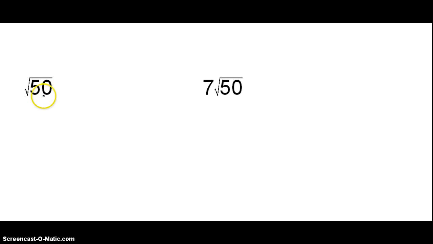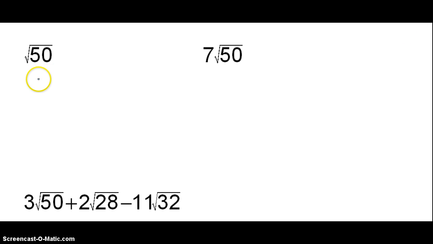So here are a couple of simplification examples. When it comes to actually simplifying radicals, there are lots of different ways, like factor trees, but my personal favorite is to make use of your knowledge of perfect squares. You want to look for the largest perfect square that goes into 50 evenly, and in this case that's 25. So let's break it down to square root of 25 times square root of 2.